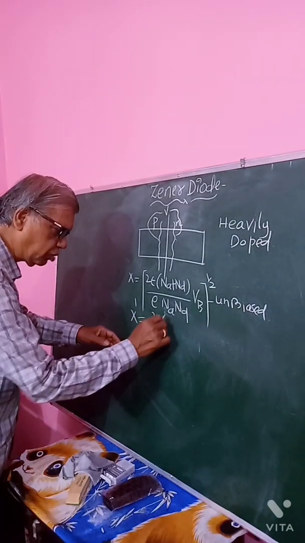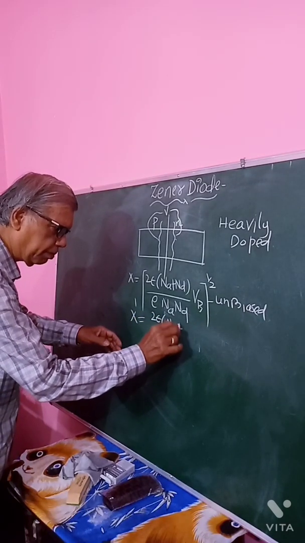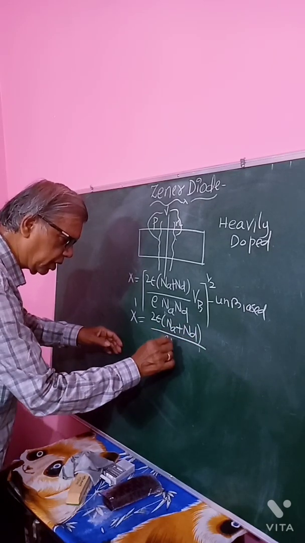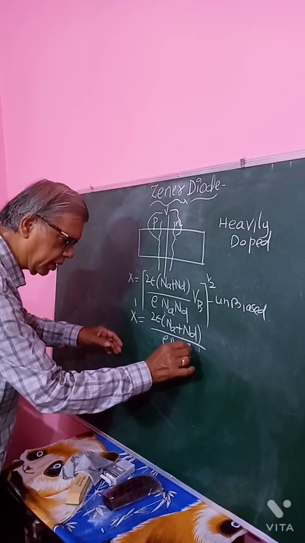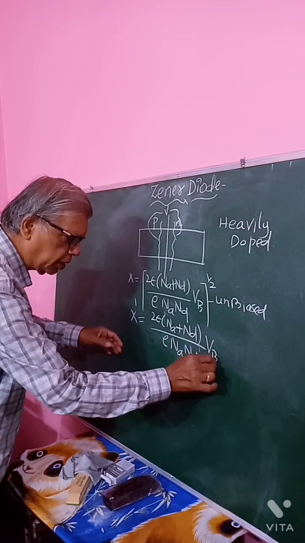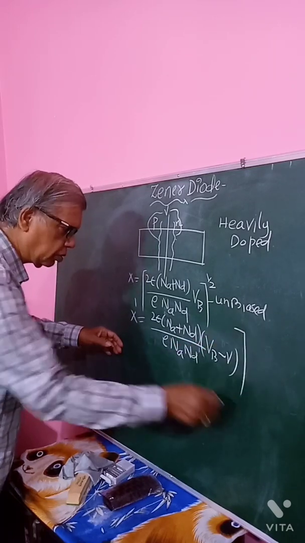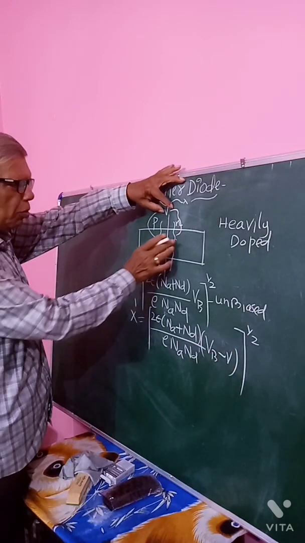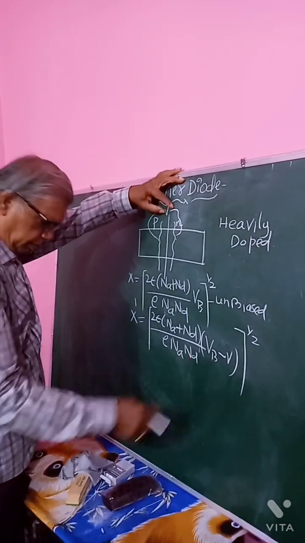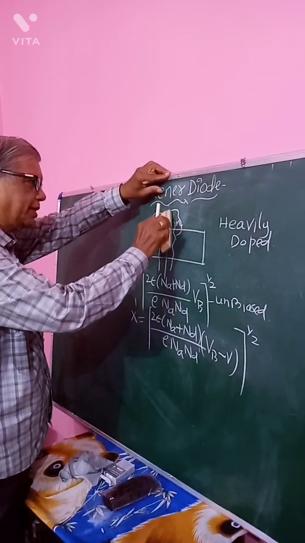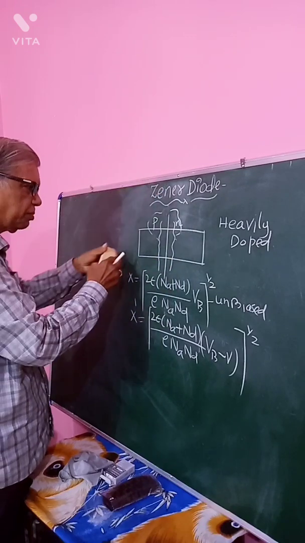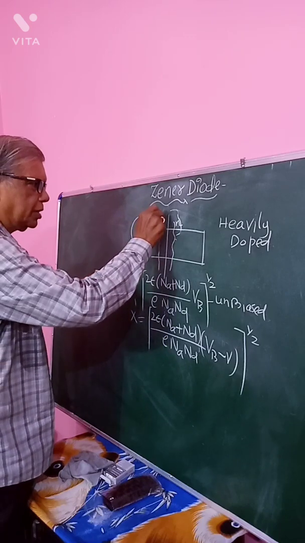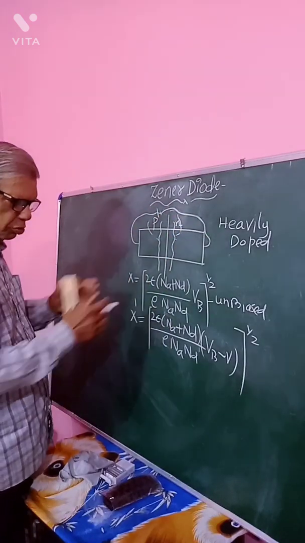Now if you consider a biasing voltage V across the junction, the width becomes (2 epsilon (Na plus Nd) / (e Na Nd)) (Vb minus V) to the power half. This is due to biasing. Now, this biasing voltage may be positive, that is forward biasing, or negative, reverse biasing. Say P is connected to the positive terminal of the battery, N to the negative terminal, then it becomes forward biased.